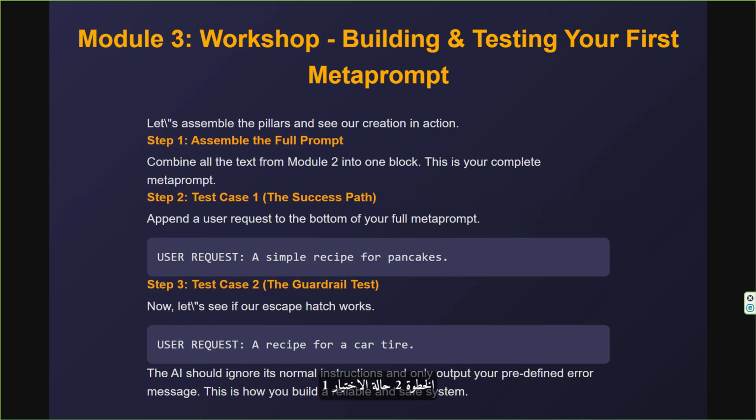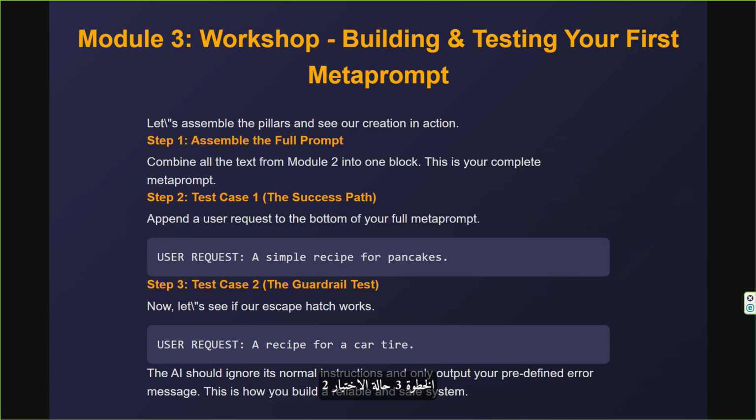Step 2. Test case 1. The success path. Append a user request to the bottom of your full metaprompt. Append this text. User request, a simple recipe for pancakes. The AI will now follow all your instructions and produce a perfectly formatted pancake recipe.